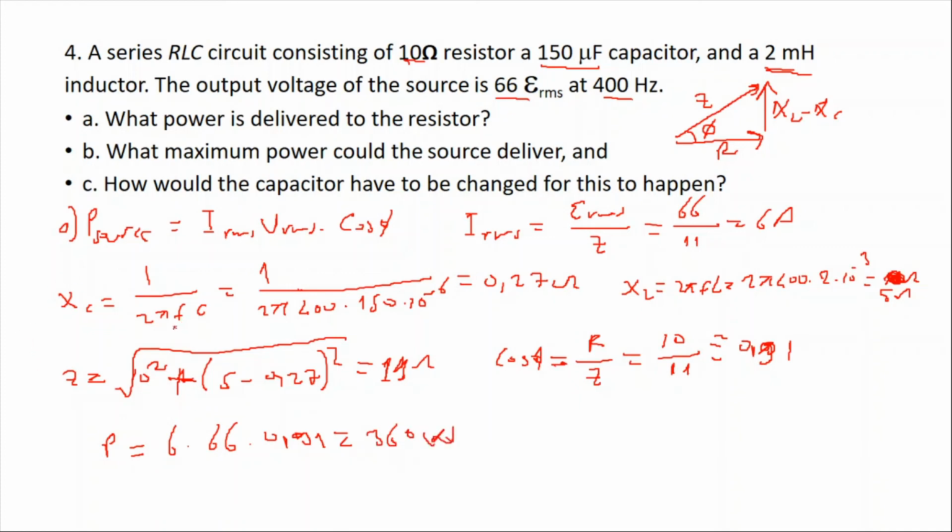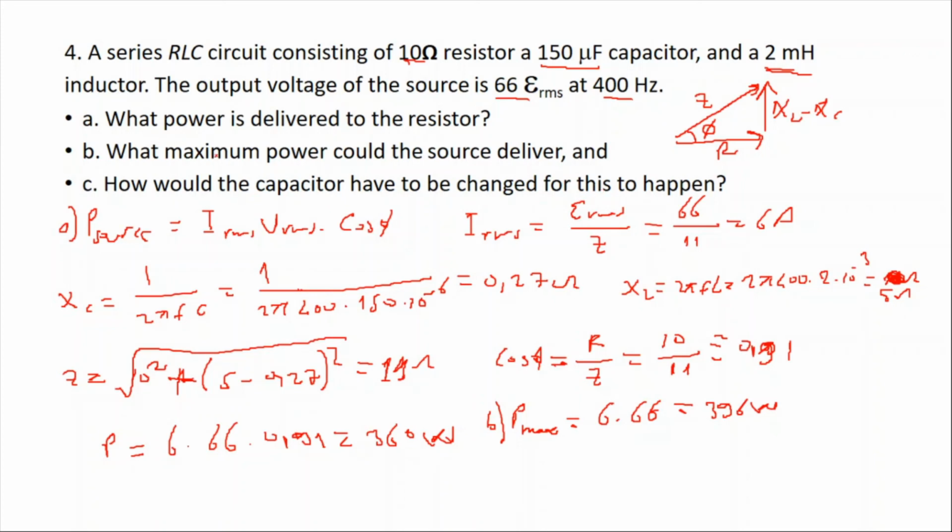For B, what is the maximum power the source can deliver? For the maximum power, P max, the cosine phi should be equal to 1. Then we are going to only multiply I RMS and V RMS. So I RMS was 6, the other one was 66. So it will give us 396 watts.